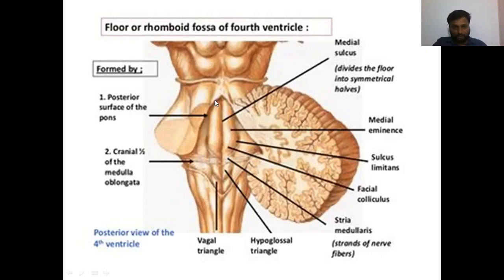The floor of the fourth ventricle is rhomboid shaped with these properties: the median sulcus, and the limiting sulcus with the superior fovea and the inferior fovea. Between the median sulcus and the limiting sulcus is the median eminence with the facial colliculus and the hypoglossal triangle. Below the inferior fovea, we can see the vagal triangle. Lateral to the limiting sulcus is the vestibular area, and all these are crossed by the stria medullaris.